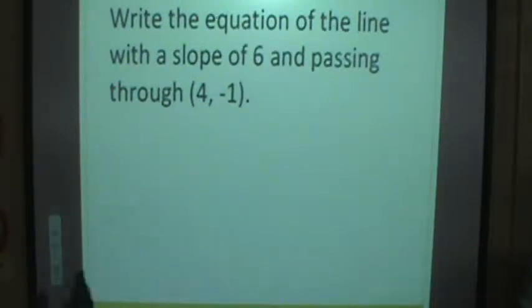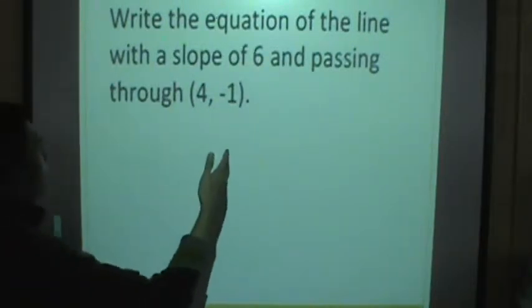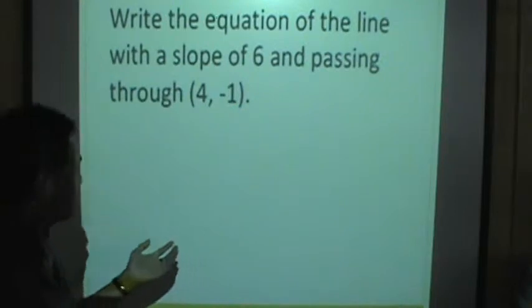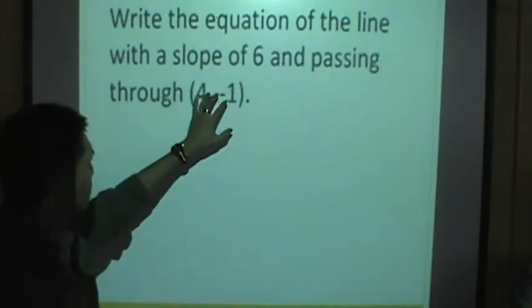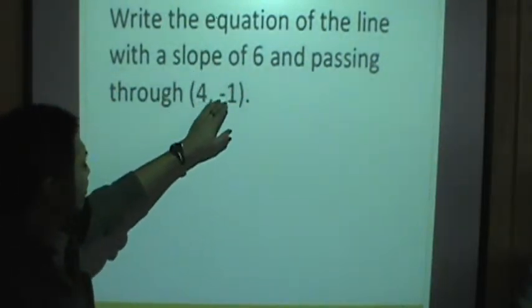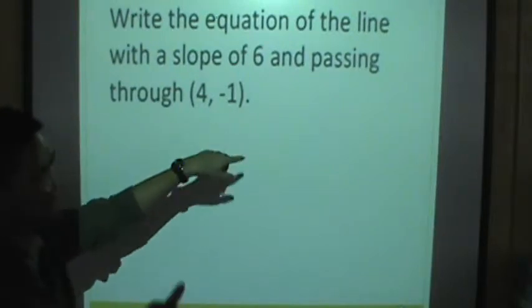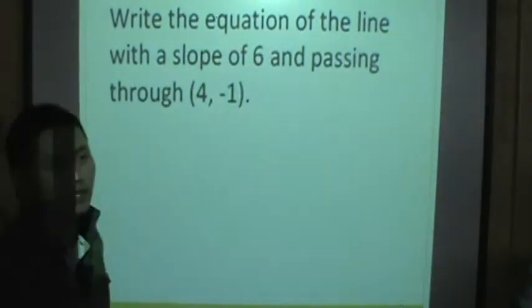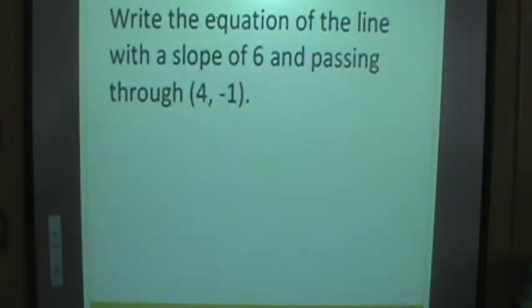The question here is: write the equation of the line with a slope of 6 and passing through (4, -1). Now, we know how to graph it. To graph this, just plot the point (4, -1), and then from that point apply your slope. You go up 6 and then to the right 1. So graphing this is really easy. But how about the equation?